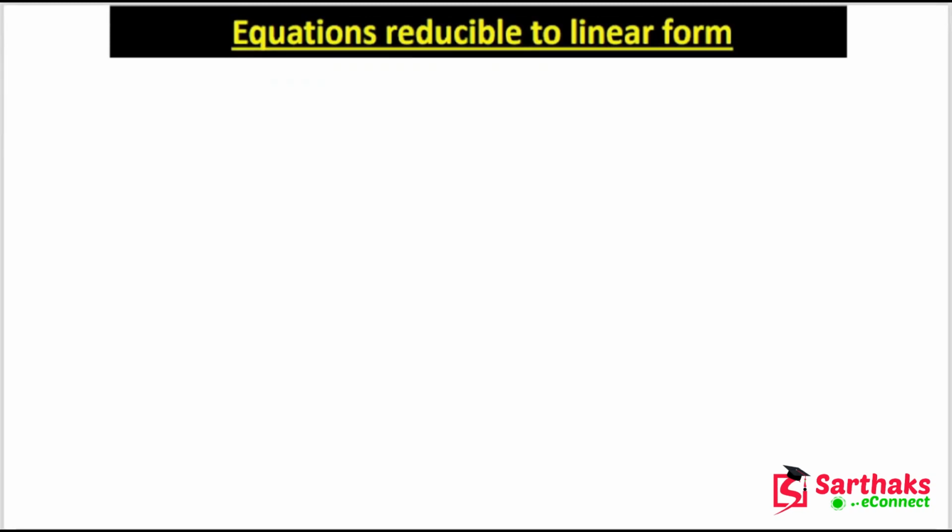Now what do we mean by the word reducible? That is, when you look at them in the first instance, you will find that they are not linear, and you may think that they cannot be converted into linear form and hence they will not have any solution. But when you start actually solving them, then you can find out that they can be reduced to linear form. That is, when you solve them, you will find that they are actually linear equations in one variable.